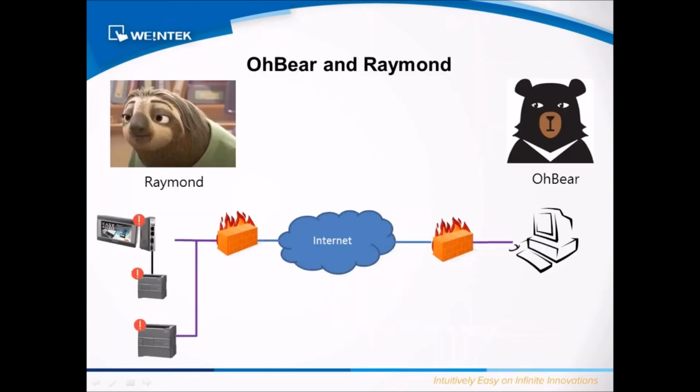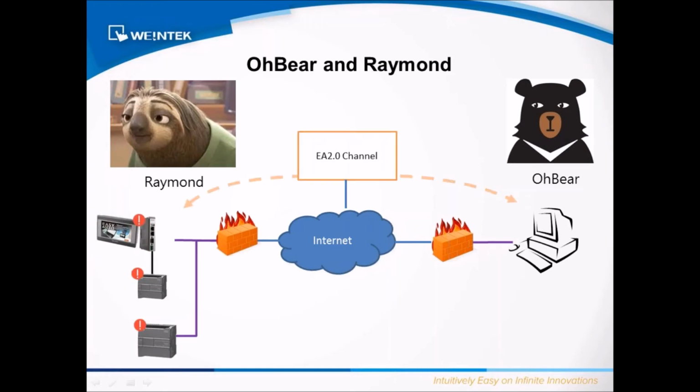So I'm just going to give you a typical usage of Easy Access 2.0. Let's look at our little friends, Raymond and O'Bear. They live really far away, but Raymond is having a problem with his system. He doesn't really know why. O'Bear tries to explain to him on the phone, but it just takes too long.